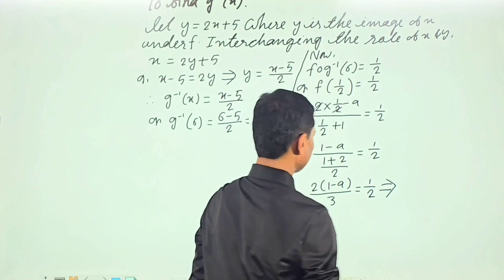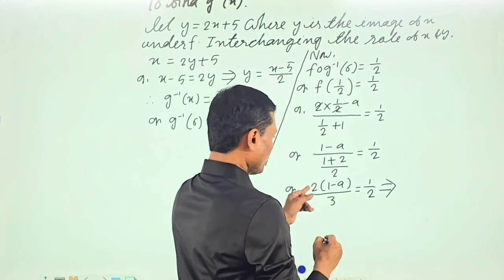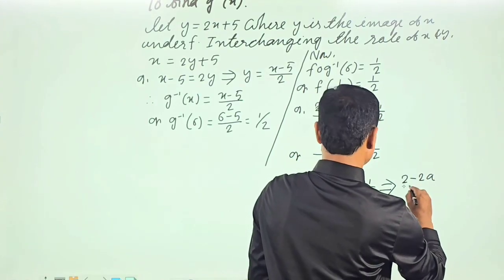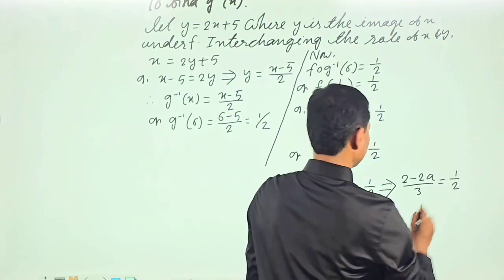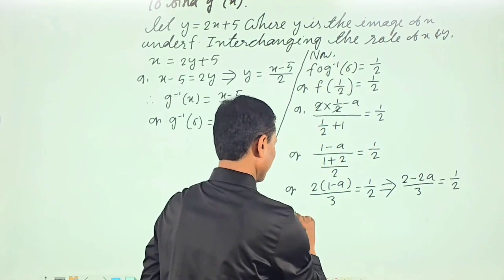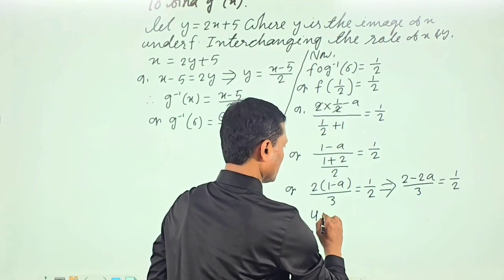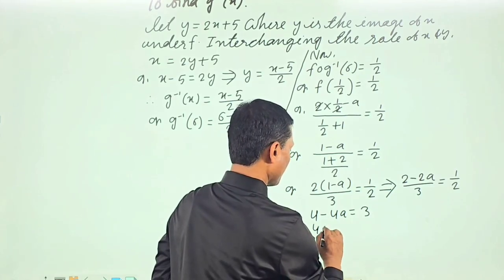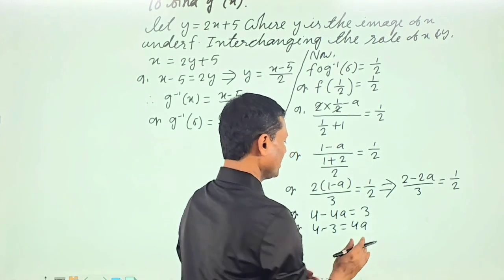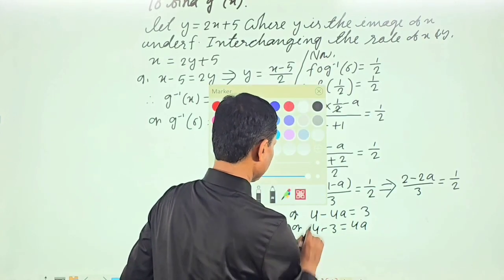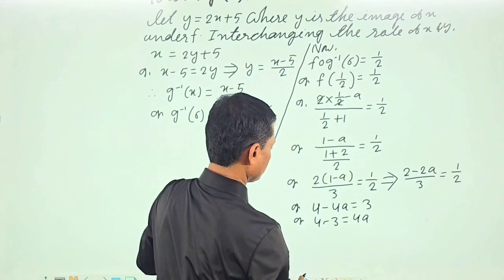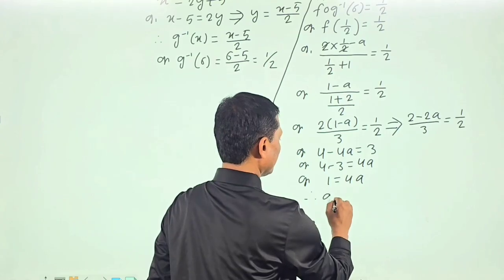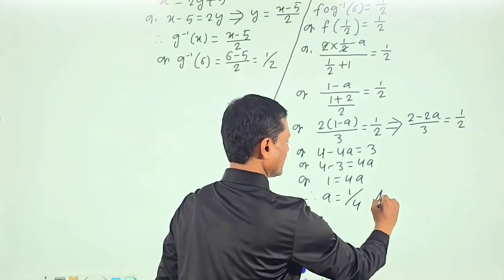Okay, that gives us, have a look here, we can write here 2 minus 2a over 3 equals to 1 by 2. Now we are going to do the cross multiplication. So we can write here 4 minus 4a equals to 3, or 4 minus 3 equals to 4a, right? And then that becomes 1 equals to 4a, and therefore a equals to 1 by 4. That's our answer, isn't it?